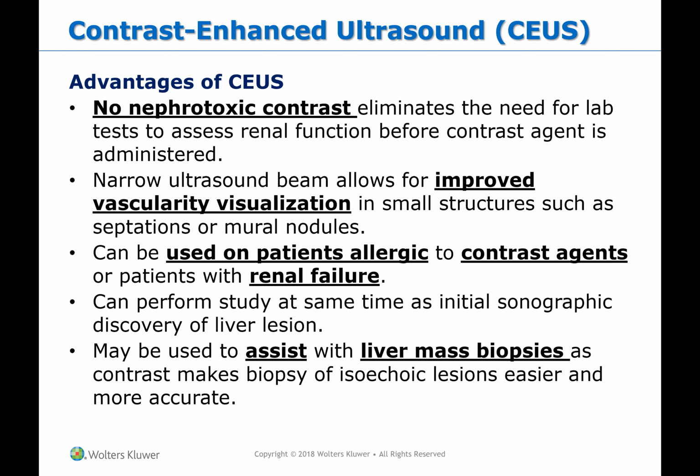The advantages are there's no nephrotoxic contrast, and it eliminates the need for lab tests to assess renal function before a contrast agent is administered. The narrow ultrasound beam allows for improved vascularity visualization. It can be used on patients who are allergic to contrast agents or patients with renal failure. You can perform the study at the same time as the initial sonographic discovery of the lesion, and it may be used to assist with liver mass biopsies. A lot of the times a patient would do a contrast CT, but this might be an easier way for some patients.